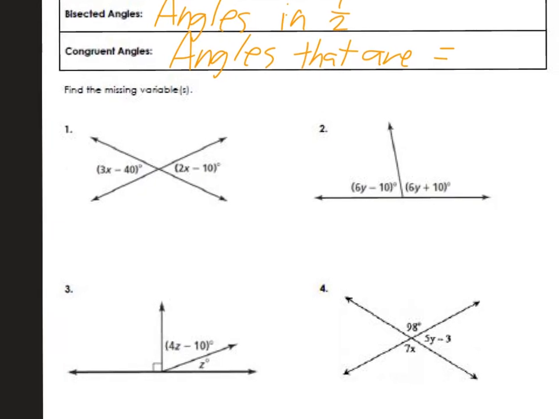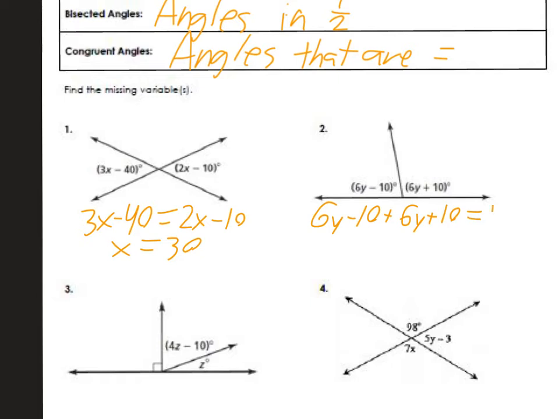Find the missing variables. Number one looks like a setup of vertical angles, which allows us to write 3x minus 40 equals 2x minus 10. Combine our like terms, x equals 30. Number two, looks like we have a linear pair. So 6y minus 10 plus 6y plus 10 must equal 180. So 12y equals 180. So y is equal to 15.